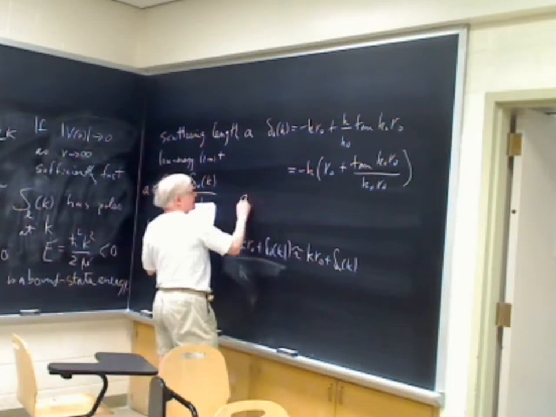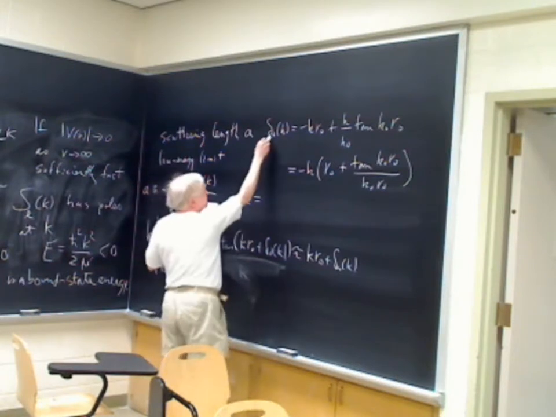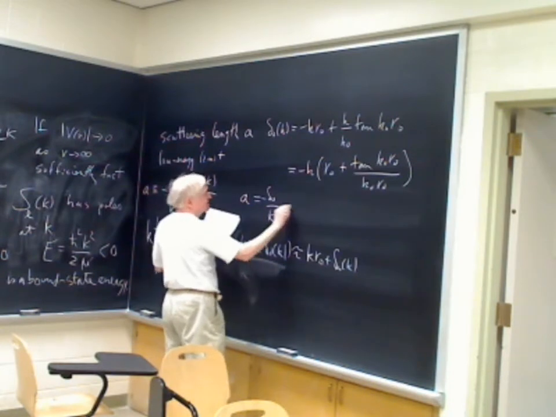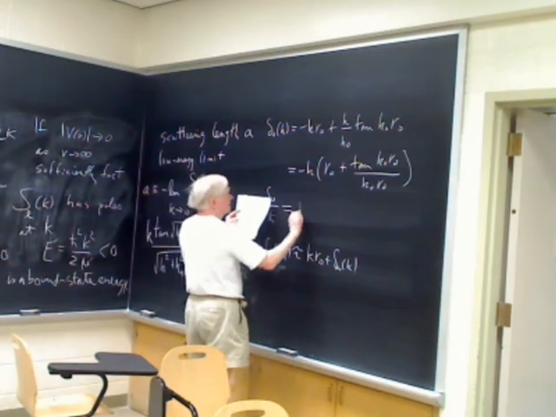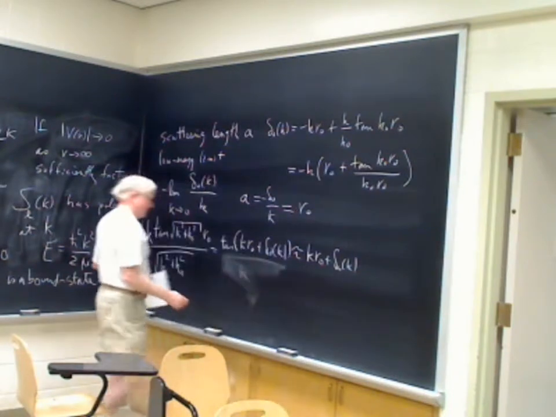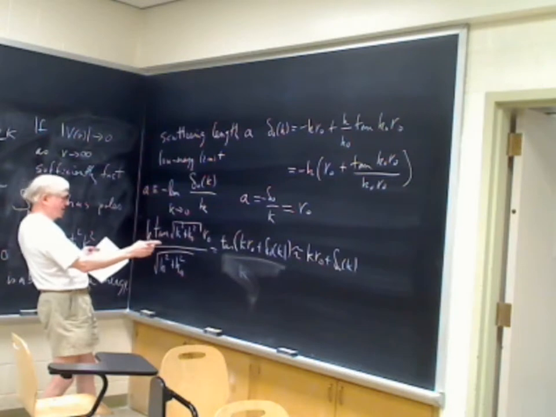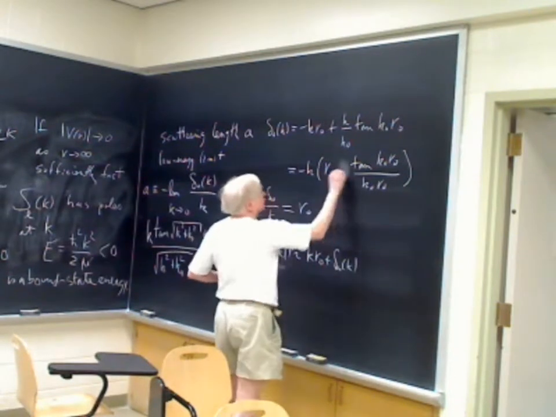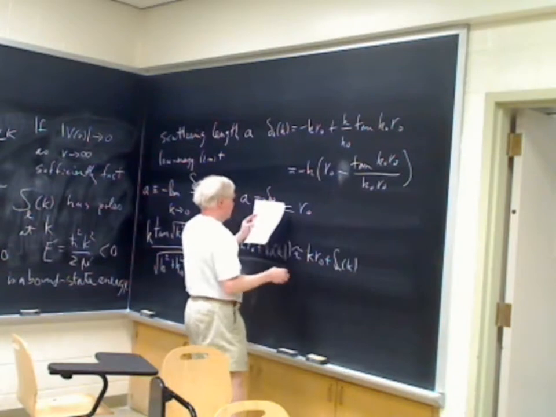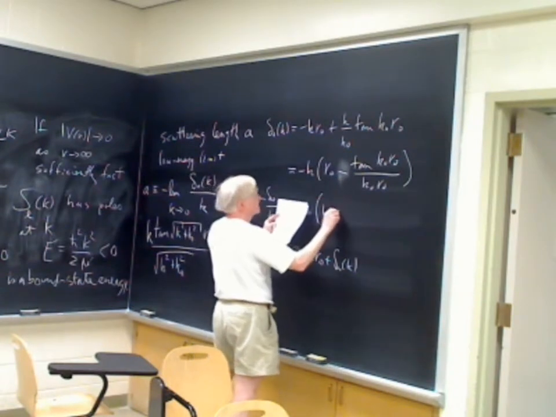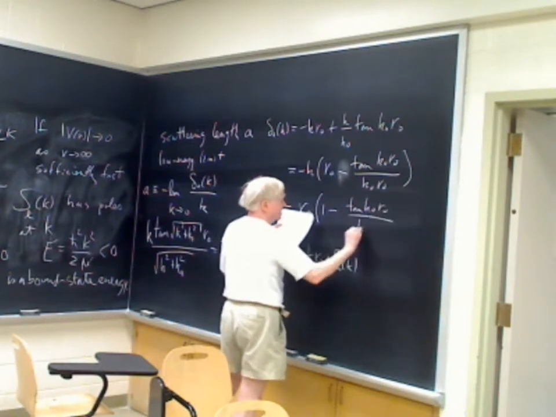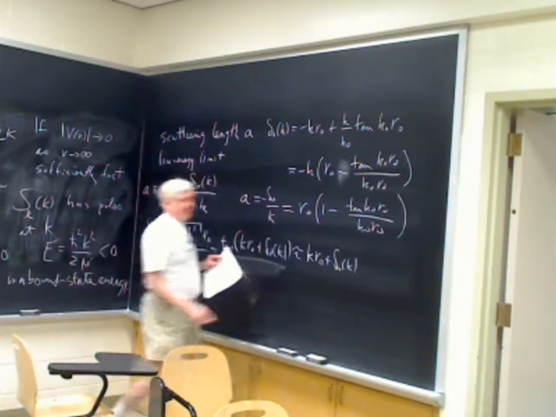And so the scattering length A, which is minus delta 0 over k in the limit of k going to 0, is simply r0. Oh, there's a minus sign there. There's a plus sign there, so there's a minus sign there. So it's r0 times 1 minus tangent of k0 r0 over k0 r0. So that's our formula for the scattering length.